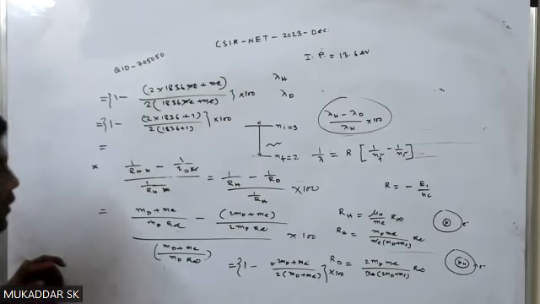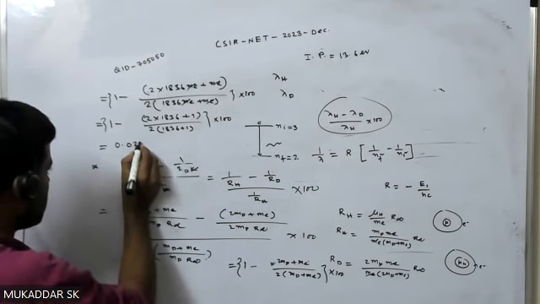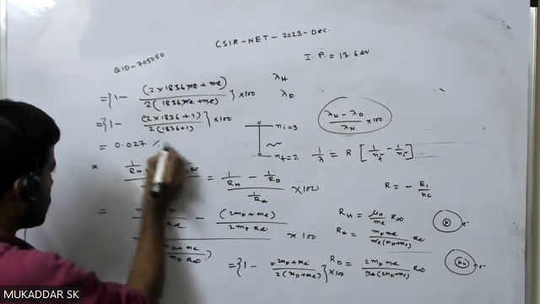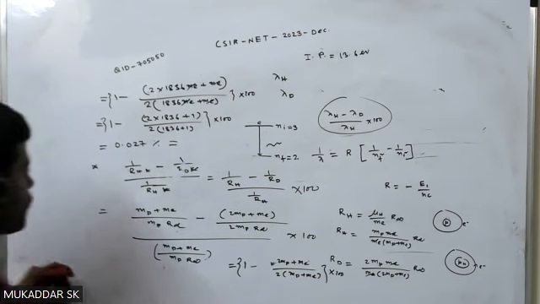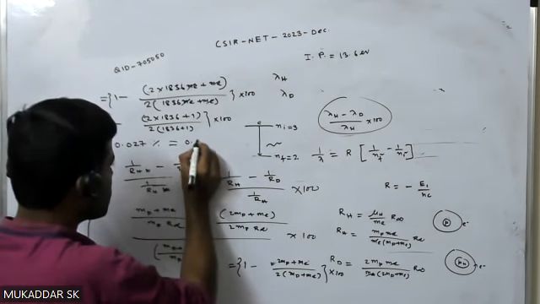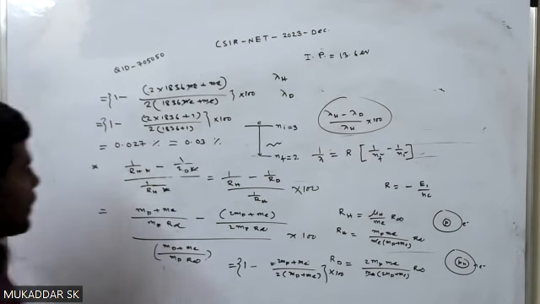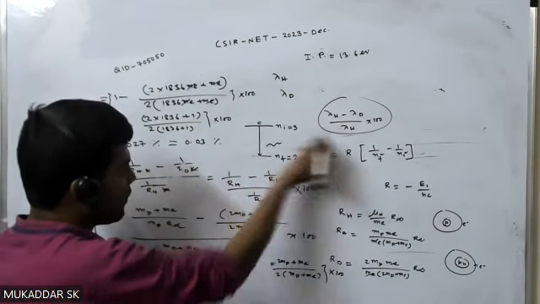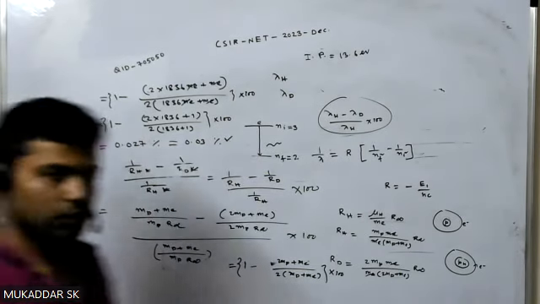If you solve it, you will get 0.027%. They ask you to find the closest value, so this is closest to 0.03%. According to the given options, C will be correct. The percentage of this value will be 0.03. Okay, thank you, students.